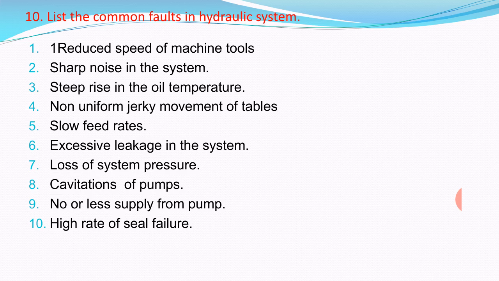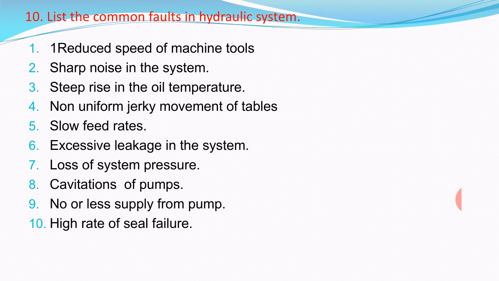Tenth question, list the common faults in a hydraulic system. What may be the faults? Reduced speed of machine tool: the usual fault is speed reduction in machines using a hydraulic system. Then there may be noise in the system, or a steep rise in temperature. Then non-uniform or jerky movement of tables used in feed movement of machine tools. Then slow feed rates, where suddenly the feed rate slows down.